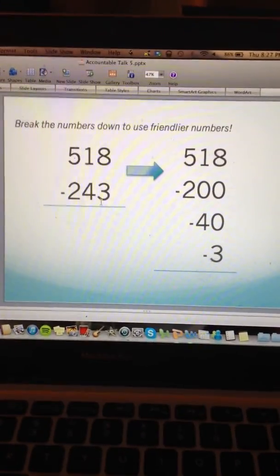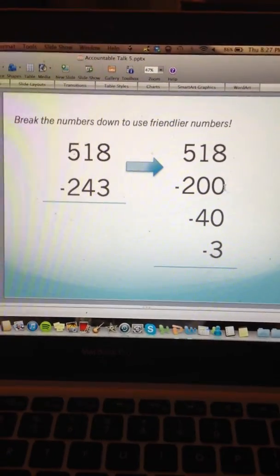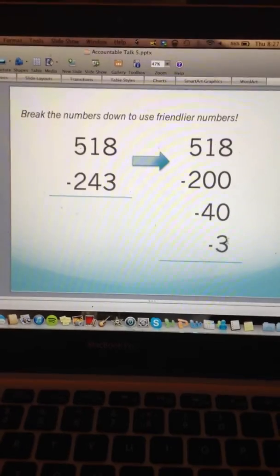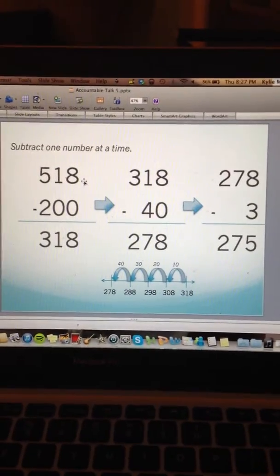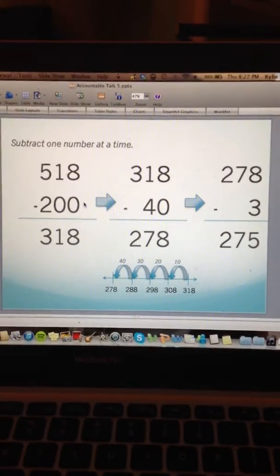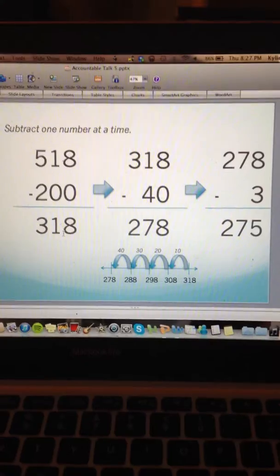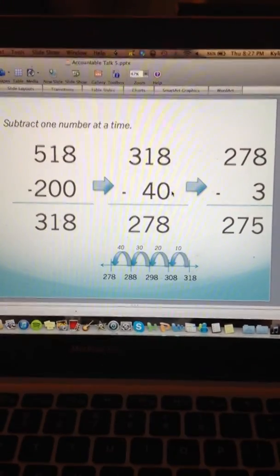So instead of subtracting 243, you would subtract 518 minus 200, then you would subtract 40, and then you would subtract 3. It would look something like this. First, you would start with 518 minus 200, and you could count back by 100 in your head fairly easily to find 318. Then you would take that 318 and subtract 40.